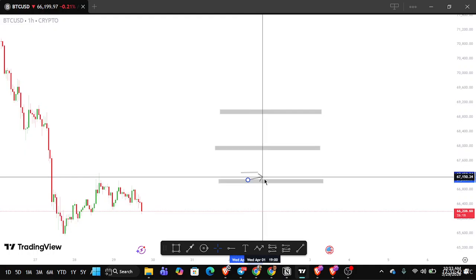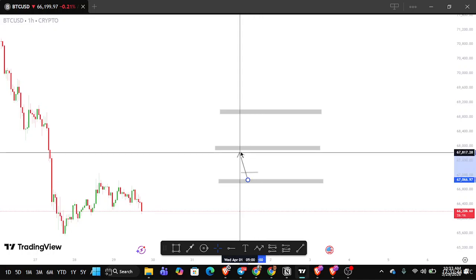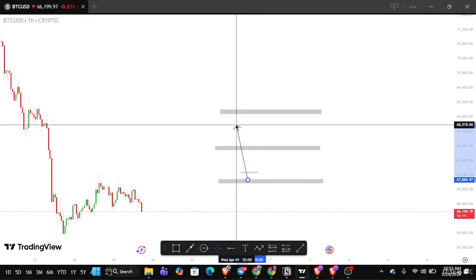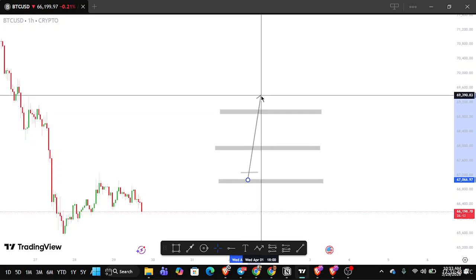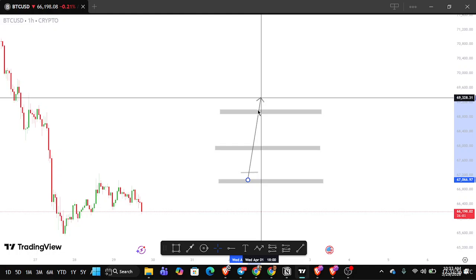So price essentially moves in zones. Breaks this zone, is going for the next one. Breaks this one, is going for the next one. So look at your zones as your roof and your floor. This is a layman's explanation of how zones work.